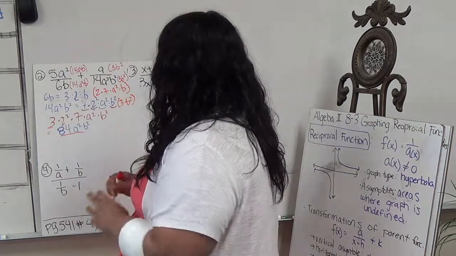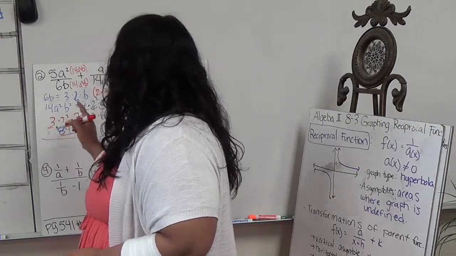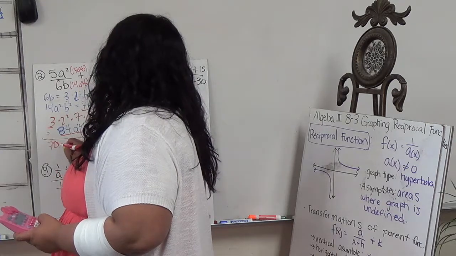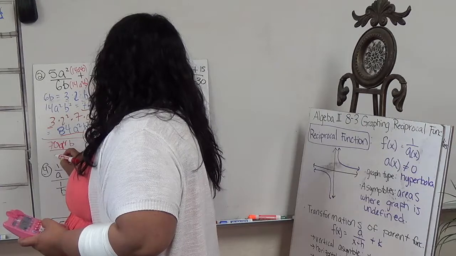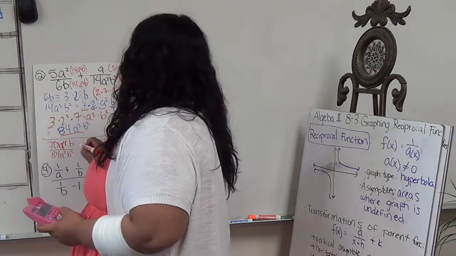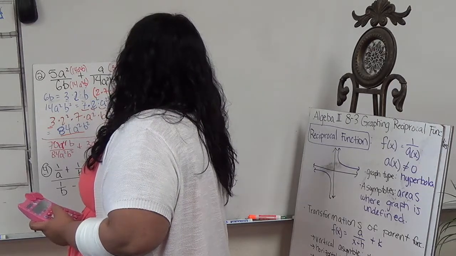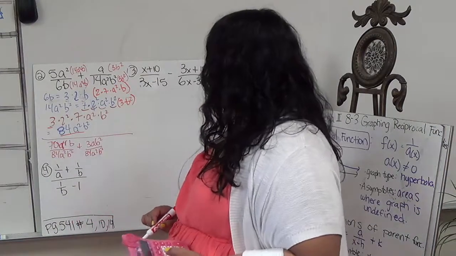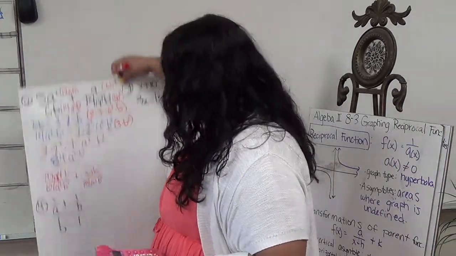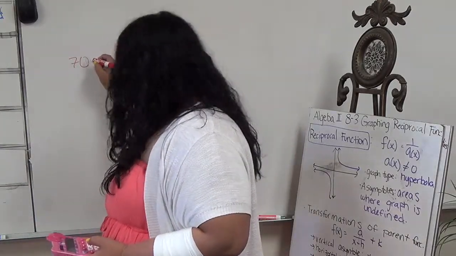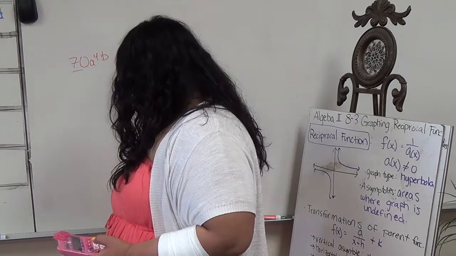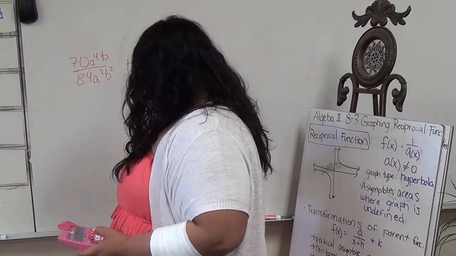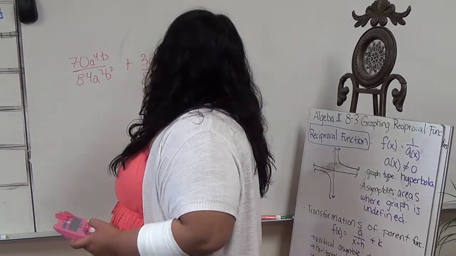So my new fraction, hopefully it'll fit here, 14 times 5. So we have 70a to the 4th b over 84a squared b squared plus 3ab squared over 84a squared b squared. So in this case, I'm going to need some space. So it's 70a to the 4th b over 84a squared b squared plus 3ab squared over 84a squared b squared.